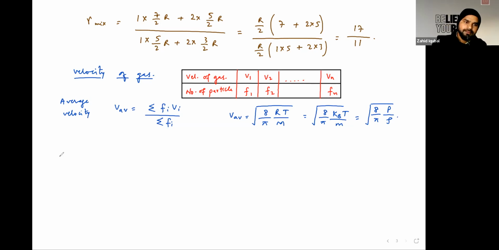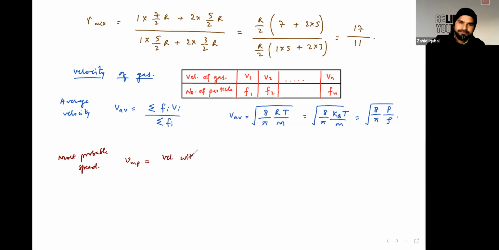Next, most probable speed, which is VMP. The velocity with which most of the gaseous particles are moving is called most probable speed.